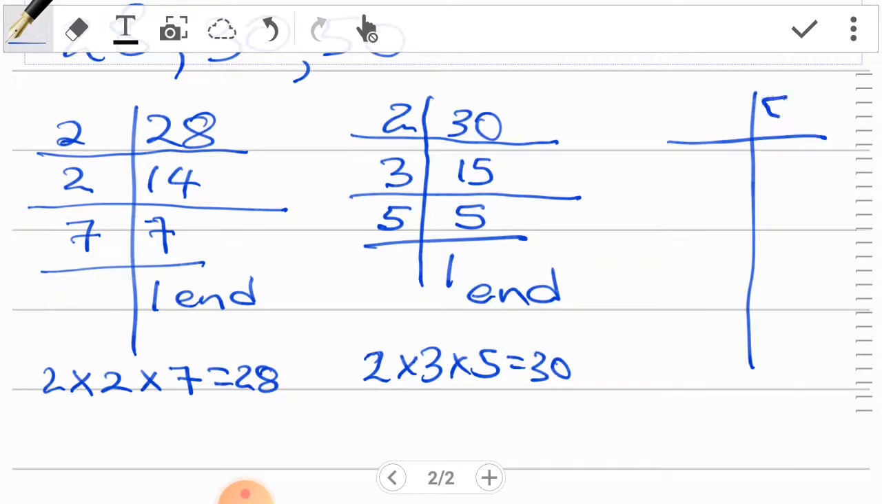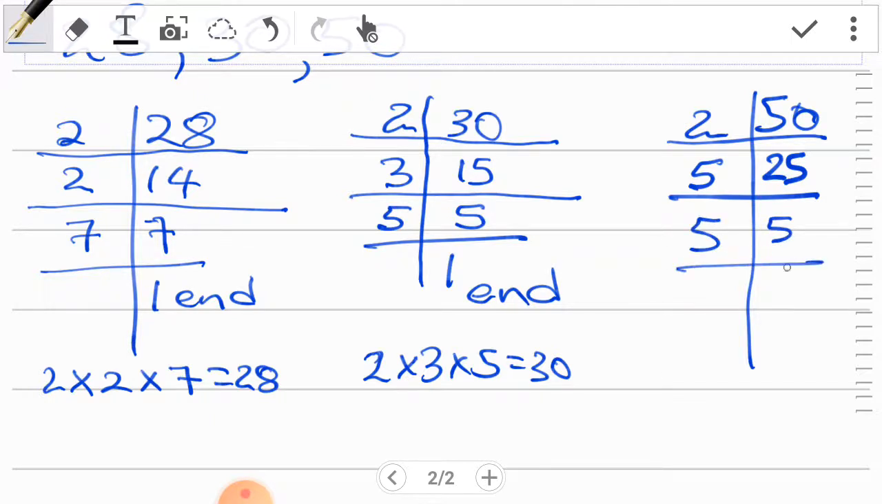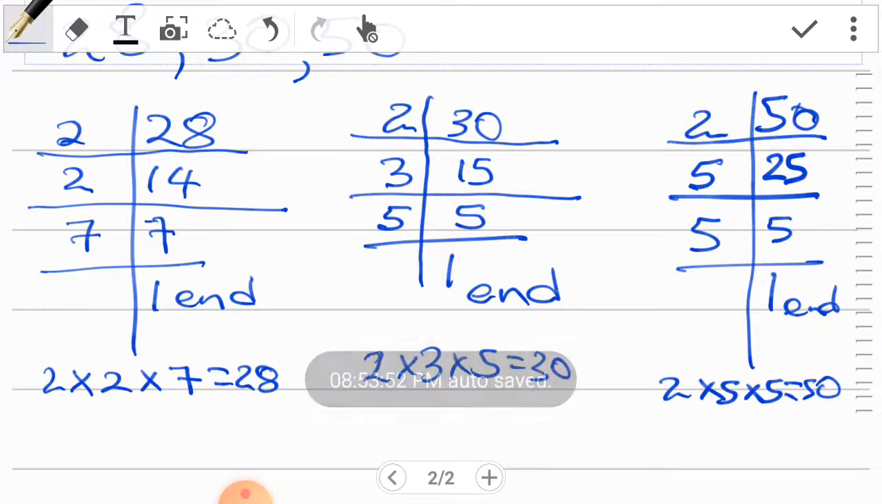Let's look at 50. What's the lowest prime number that could go into 50? 2. So 2 into 50, that's 25. And the lowest prime number that could go into 25 is going to be a 5, which is 5 times. And then 5 again into 5, and that's 1. So we're at the end. Here it is, the prime factors of 50 would be 2 times 5 times 5. And there we go, that's our 50.